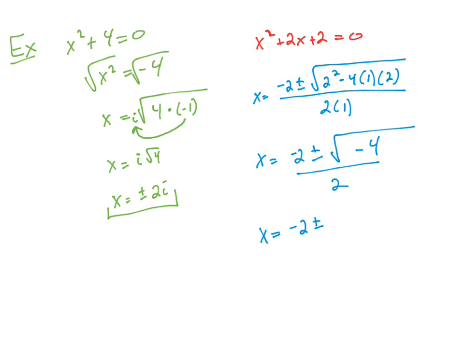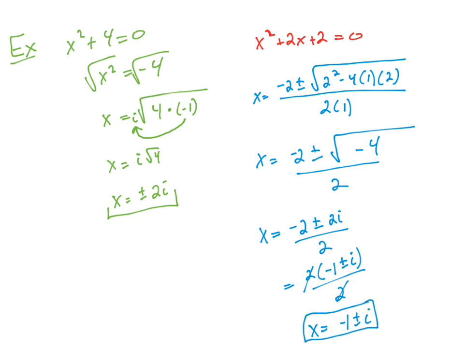Now we already saw what happens when we have negative 4. The square root of negative 4 is 2i, divided by 2. So we'll factor out a 2 from the top and bottom, and we'll end up with negative 1 plus or minus i as our solution. And again, we'll see the quadratic formula a little more in depth in a different video.